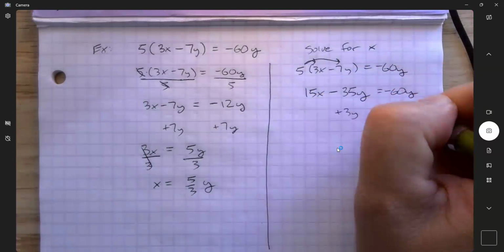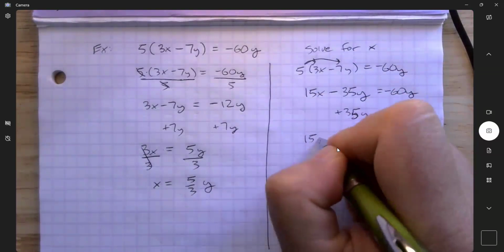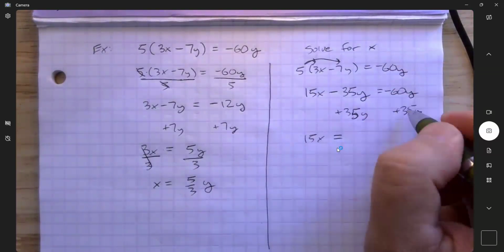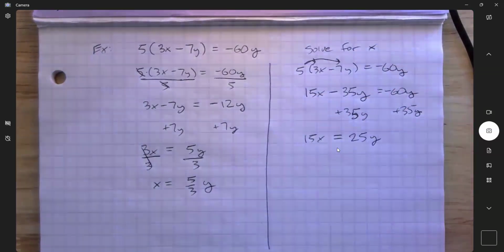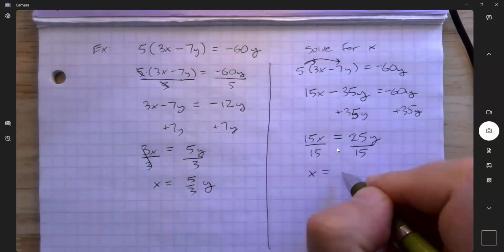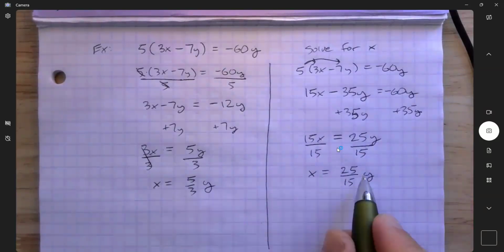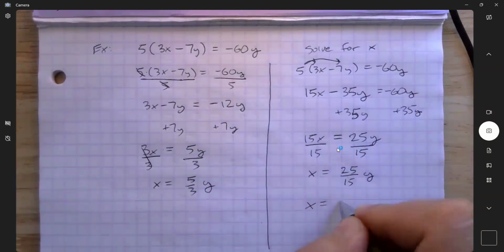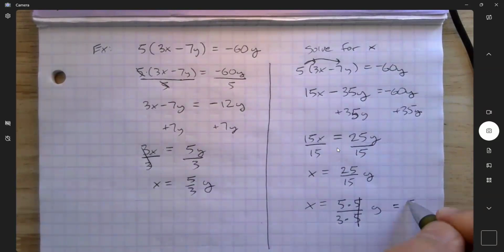Then I'll add the 35y to both sides. And that gives me 15x equals 25y. And then I'll divide both sides by 15. And I get x equals 25 over 15 y, which looks different, but 25 is 5 times 5, and 15 is 3 times 5. And when those cancel, we still get 5 over 3 times y.